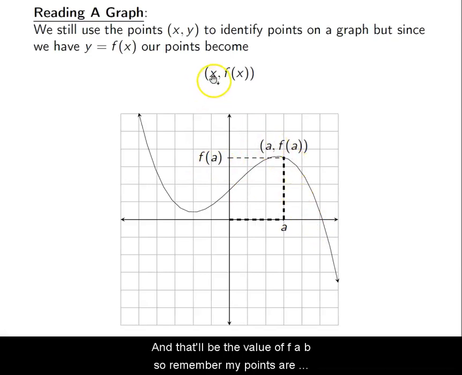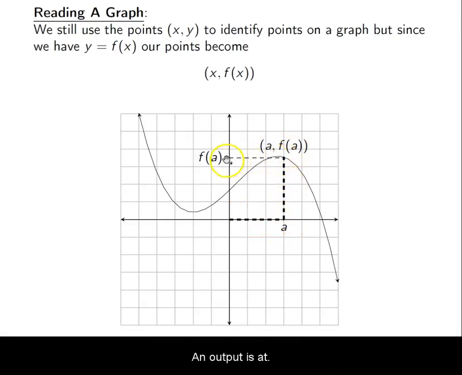So remember, my points are x and f of x. So if I plug a into my function, I get out whatever my function is at a, right? So that means that my point is an input of a and an output of what happens when I plug a into my function. So this point is (a, f of a), so I go to a, and the output is f of a.